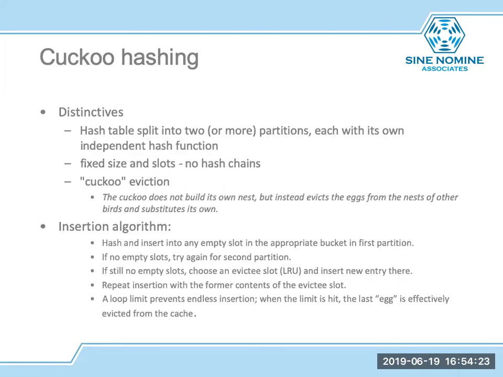But what happens to the poor guy that gets evicted? We take him, we know his identity now because it was stored in that entry. We know either its volume name if this is the vol name hash table, or we know its vol ID if it's the vol ID hash table. We run this same process all over again. So repeat insertion with the former contents of the evictee slot.